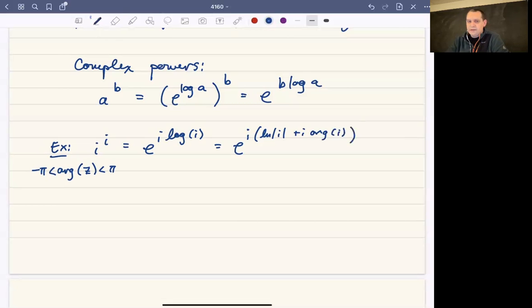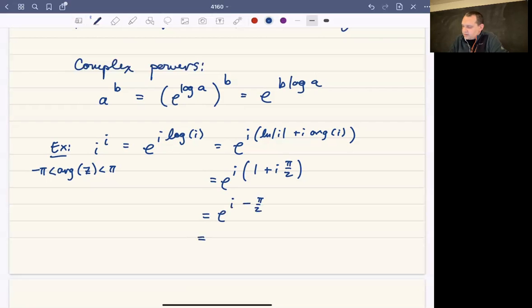The argument of i is going to be pi over 2. The modulus of i is 1. So this is e to the i times (1 plus i times pi over 2). And then we can multiply through by i. And this is going to be e to the (i minus pi over 2).